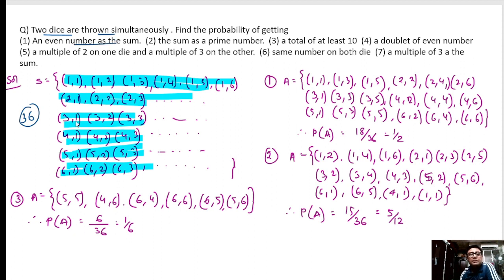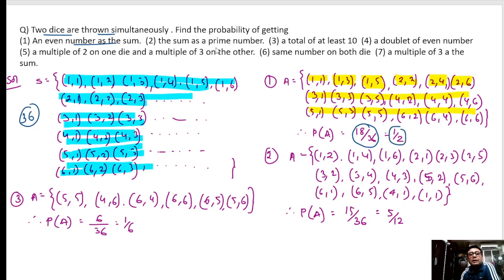That means out of these 36 options, you have to choose which are giving you even numbers. So see, these are the options which can give me an even number as a sum. 1 plus 1 gives you 2, 1 plus 3 gives you 4, 1 plus 5 gives you 6. If you add these two, you should get an even number, so you will choose all these. And how many are there in total? We find there are 18 of them out of the 36. So 18 by 36, it is half.